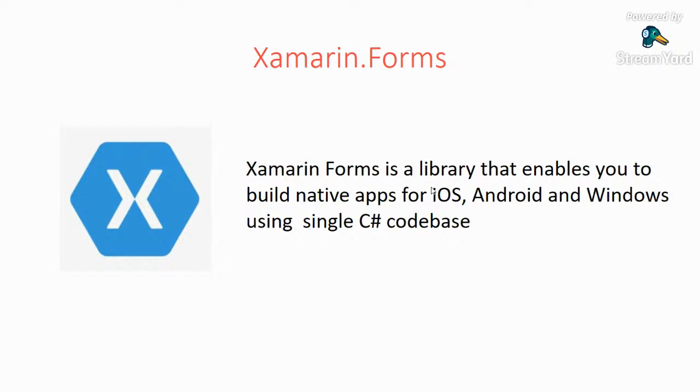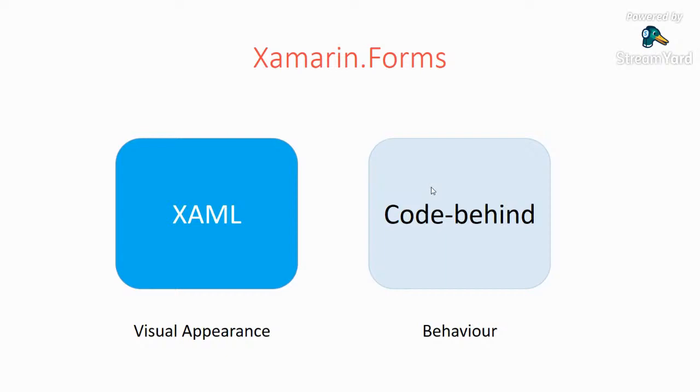Let's go. This is Xamarin.Forms. Xamarin.Forms is a library that enables you to build native apps for iOS, Android, and Windows using a single code base. No need to worry about Android-specific, iOS platform-specific, or Windows platform-specific code. You can write a single code base and run it on iOS, Android, or Windows, any of the platforms. One of the main advantages is that you can reuse code across iOS, Android, and Windows, and dependency services.